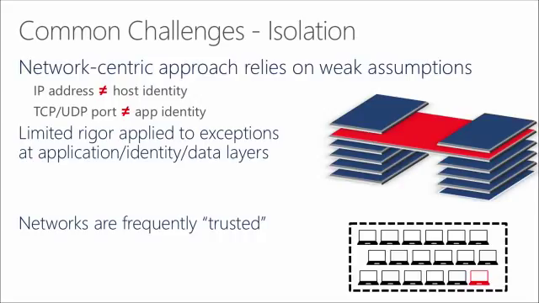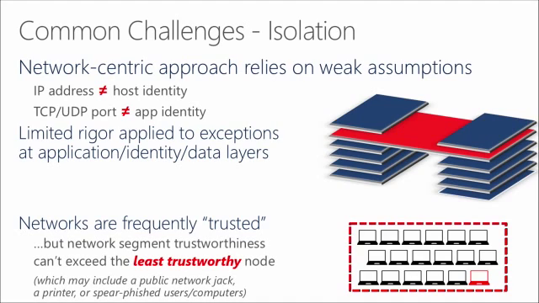Another assumption, as we look at the slides here, is that networks are frequently considered trusted, and they're called a trusted network. Well, the trustworthiness of a network really can't exceed the trustworthiness of the least trustworthy node. If you have one compromised or malicious computer on there, or one weakly configured computer, or a public network jack in the lobby of your organization, that network is only as trustworthy as that least trustworthy node. So we have to be very careful about applying trust to a network on a pure network basis.